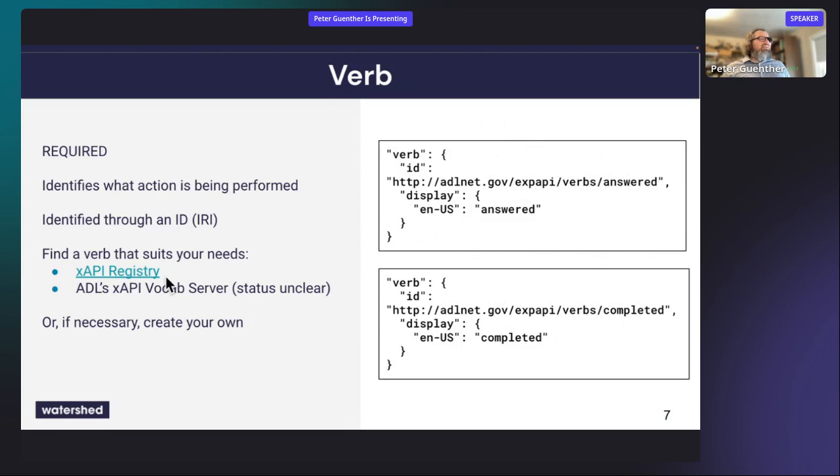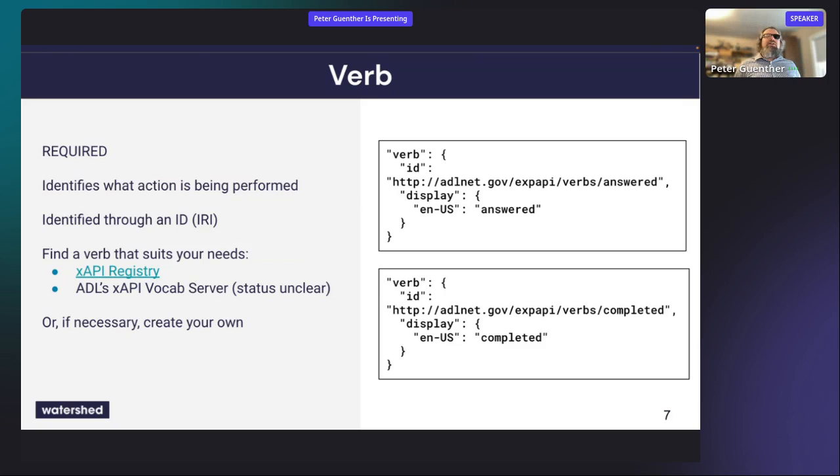When you need to find a verb that suits your needs, there are a couple places you can go. One is the xAPI registry, which is actually run by our sister company, Rustici, who just spoke last session. The other is the ADL's xAPI vocab server. That has recently been folded into the profile server, and the xAPI vocab itself has disappeared. So I didn't provide a link. It has changed. The status is unclear, but I certainly hope that is coming back. If not, then I imagine various other resources are going to step in.